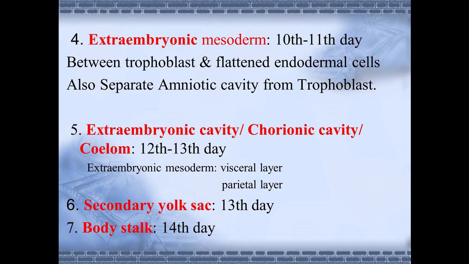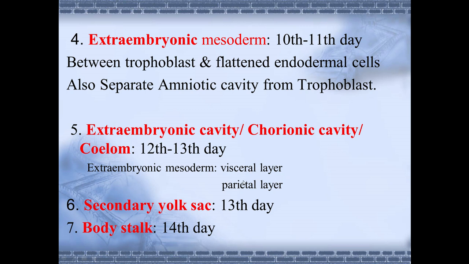There are certain terms you have to understand. First one is the extraembryonic mesoderm. Extraembryonic mesoderm is formed between the trophoblast and the endodermal cells, and this also separates the amniotic cavity from the trophoblast. Let's see the diagram, don't worry. There is a cavity which is formed, and that is known as the extraembryonic cavity or chorionic cavity, also known as coelom, and the formation of this coelom divides the extraembryonic mesoderm into two layers, visceral as well as parietal.